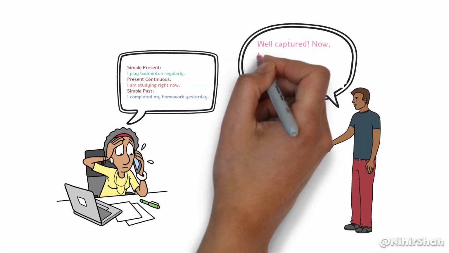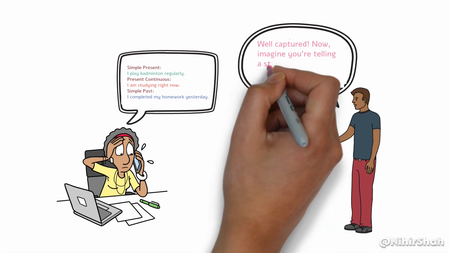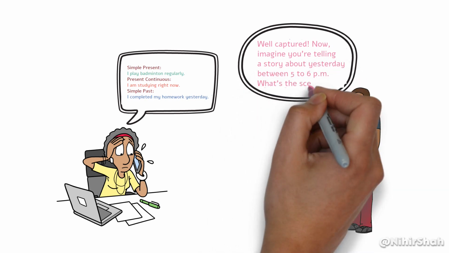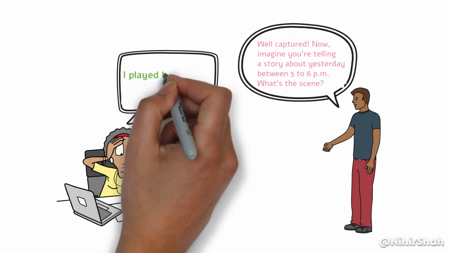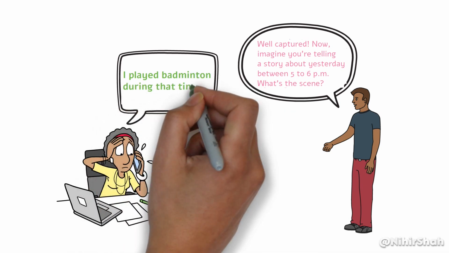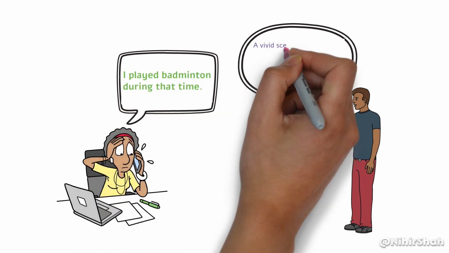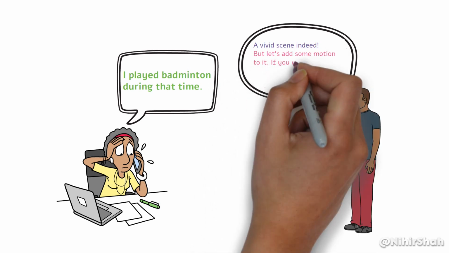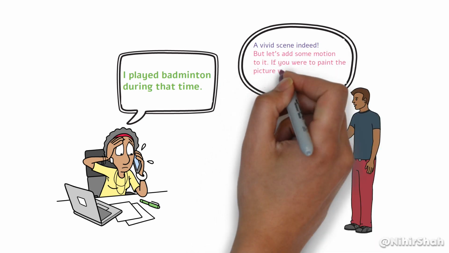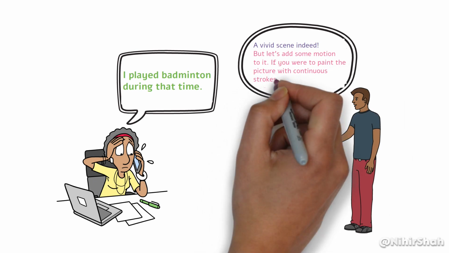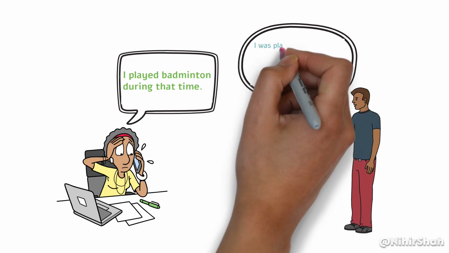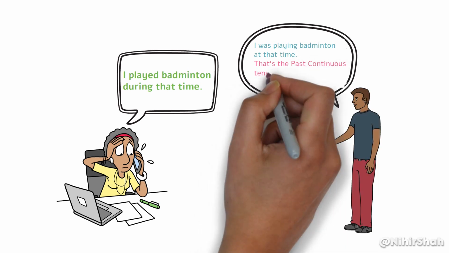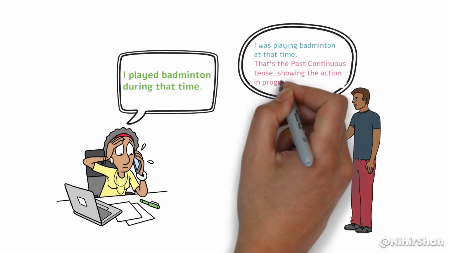Very well captured. Now, imagine you are telling a story about yesterday between 5 to 6 pm. What's the scene? I played badminton during that time. A vivid scene indeed. But let's add some motion to it. If you were to paint the picture with continuous strokes, you would say, I was playing badminton at that time. That's the past continuous tense, showing the action in progress.